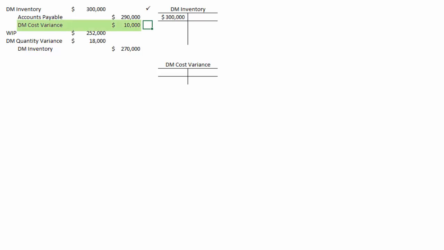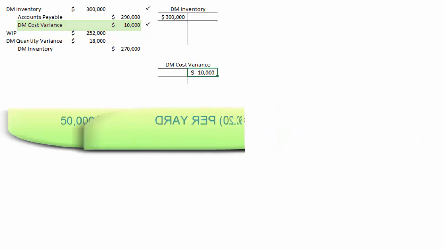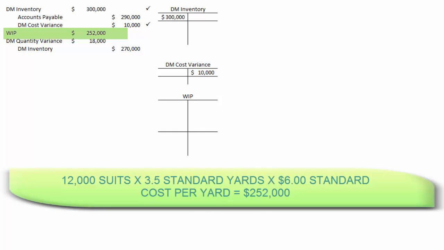So the next thing we have is a cost variance. Now the thing about this cost variance is that it was for the full 50,000 yards that we purchased, even though we didn't use that many. So in this case, instead of just closing it out, I'm going to post this as well to our cost variance T account. We moved into WIP the amount of direct materials needed to make 12,000 jogging suits at standard cost, which was 12,000 suits times 3.5 yards each times $6. And that's where we got that $252,000 from.